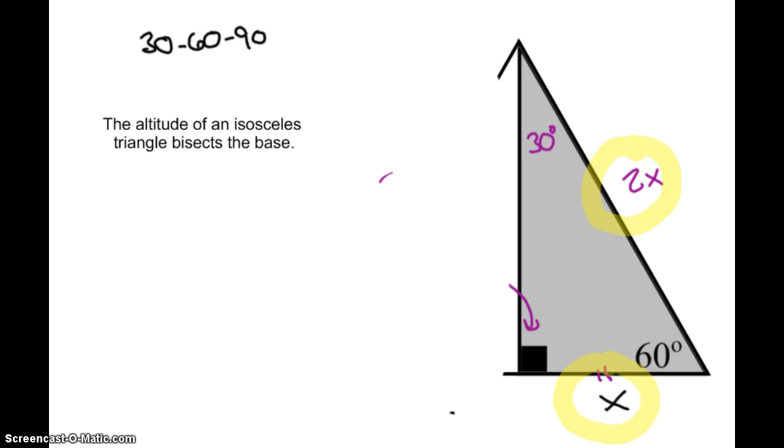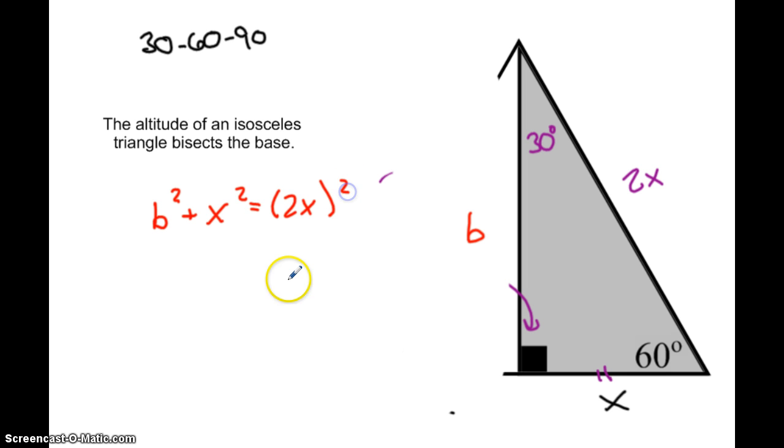What I want you to do is solve for the long leg using the Pythagorean theorem. So let's put in a variable for this long leg. Let's temporarily call it b. And what you're going to be doing is the Pythagorean theorem to find out the value of the long leg. So it's going to be b squared plus x squared equals the quantity 2x squared.